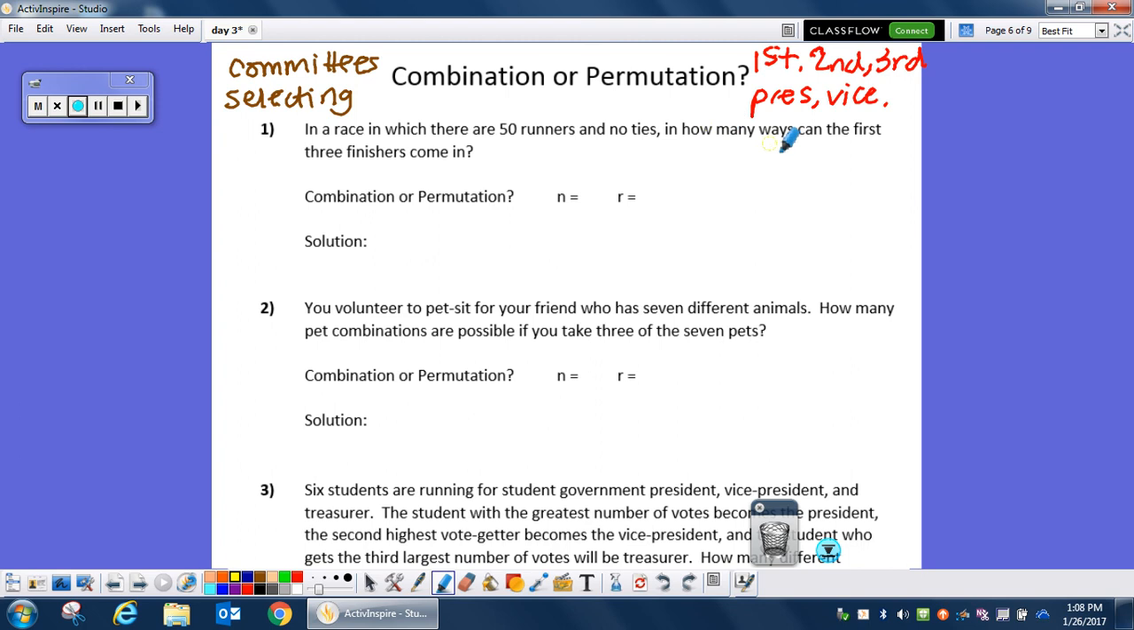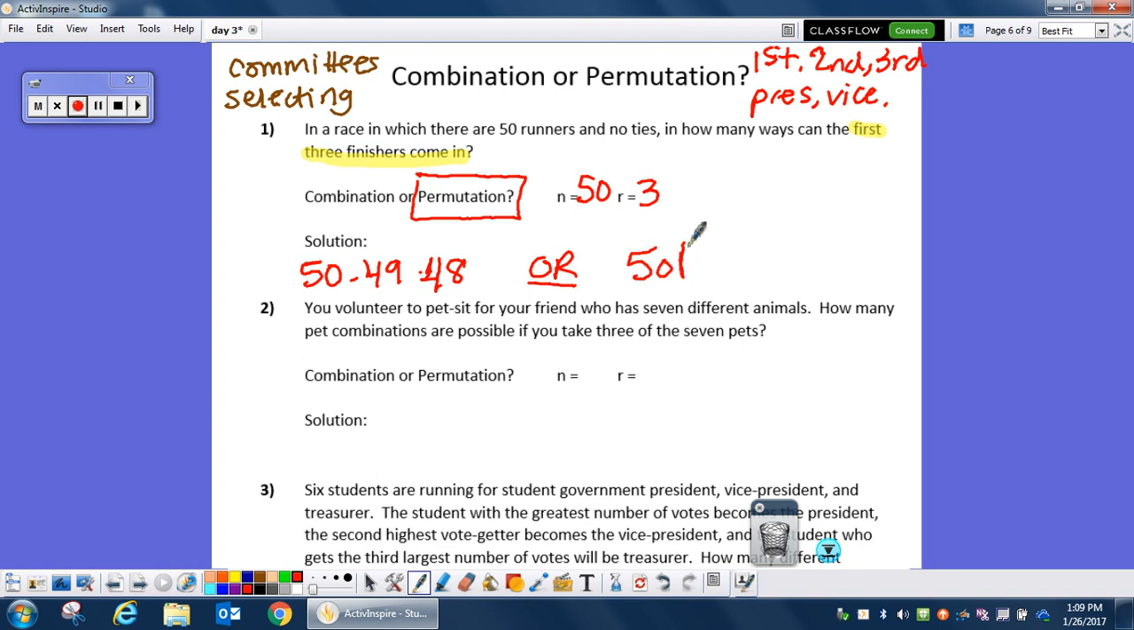Race, there's 50 runners, no ties. How many ways can the first 3 finishers come in? Okay, so in this case, you have that first, second, or third. So it's a permutation. N is the total number of runners, and you need 3. And then you need to do your answers or your solution. So if it's a permutation, you could just do 50 times 49 times 48. Or, I think the easier way is to just use your calculator to do 50P3, and then we'll be around to look for your answer. I suggest just doing it on your calculator.